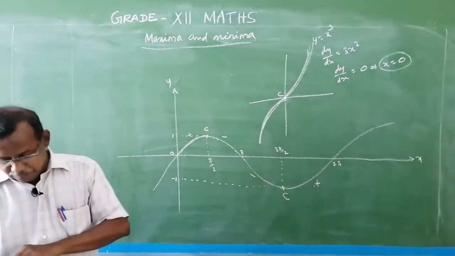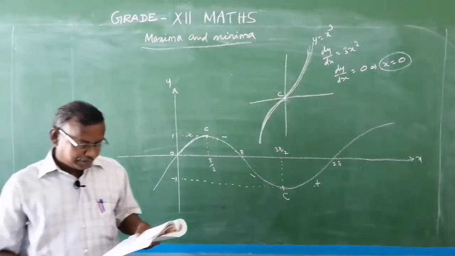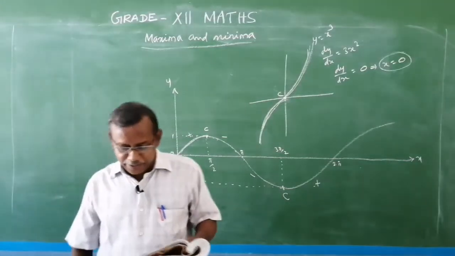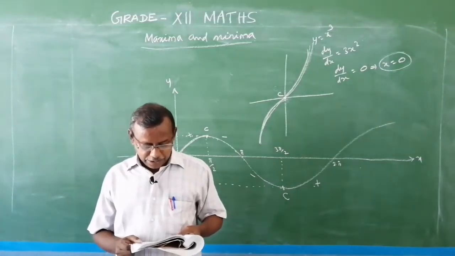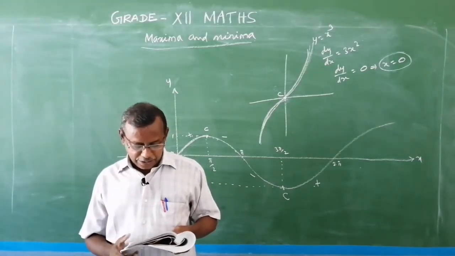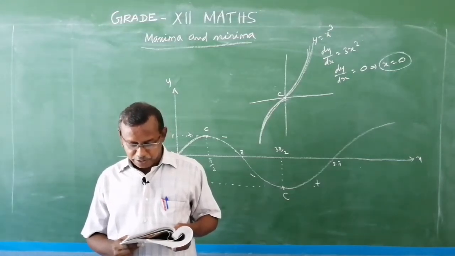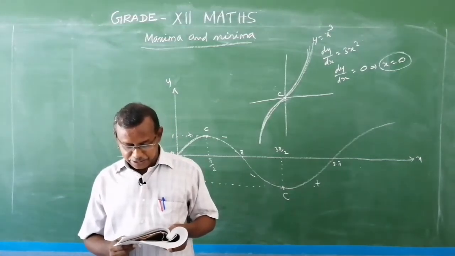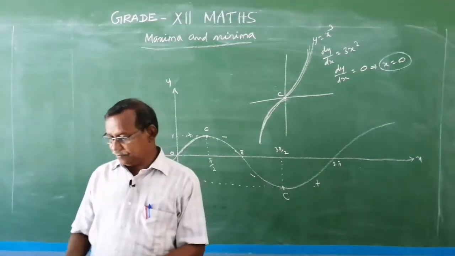Now, theorem 4, the second derivative test. Let f be a function defined on an interval I and C belongs to I. Let f be twice differentiable at C. Then x equal to C is a point of local maxima if f dash of C equals 0 and f double dash of C is less than 0. The value of f of C is the local maximum value of f.